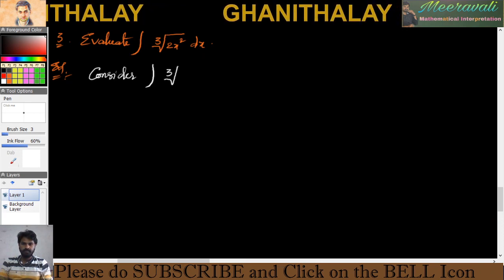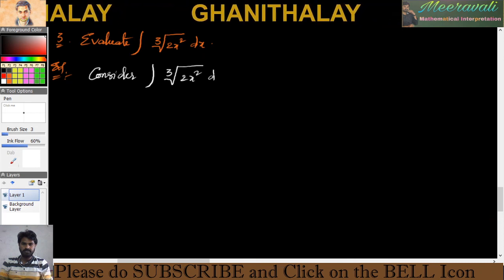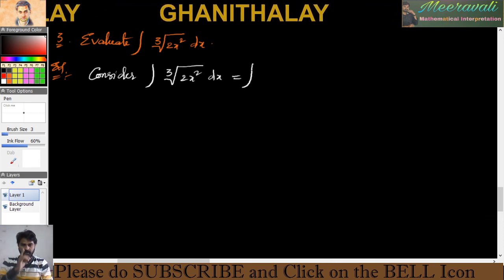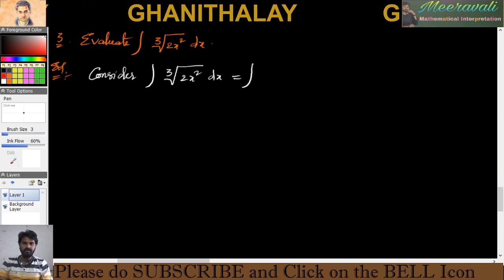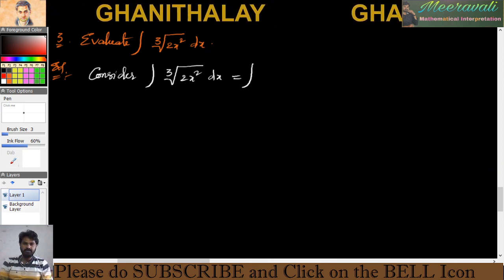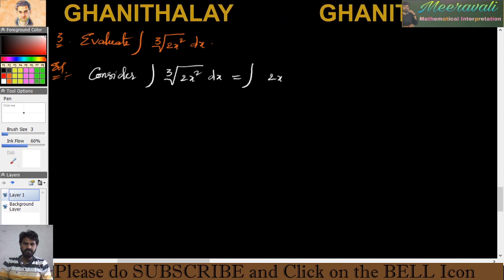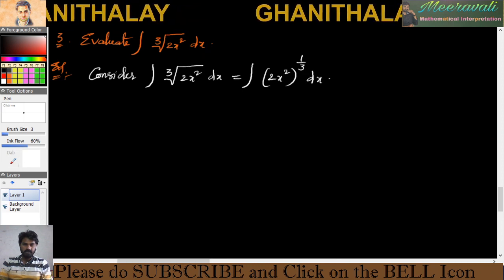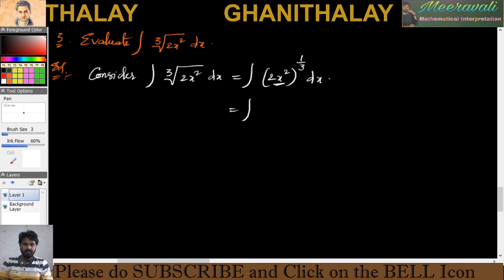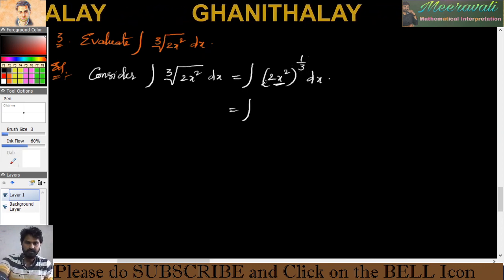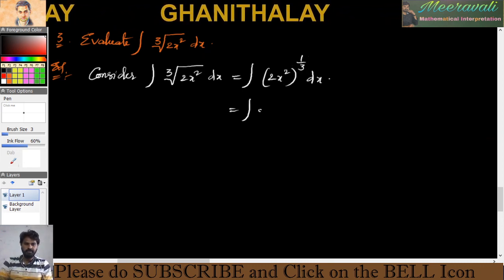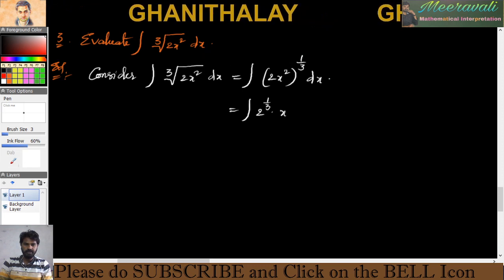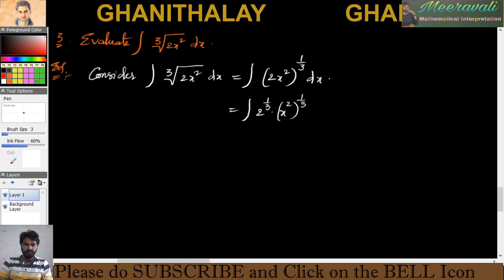Okay, let us consider the given problem, integral cube root of 2x square dx. First, let's simplify what is inside the integration. First you have to simplify under the integration. Cube root means you can write it as whole to the power of 1 by 3. Now if you expand the power 1 by 3 inside the bracket, separating the bases, we get 2 power 1 by 3 into x square whole to the power of 1 by 3 dx.